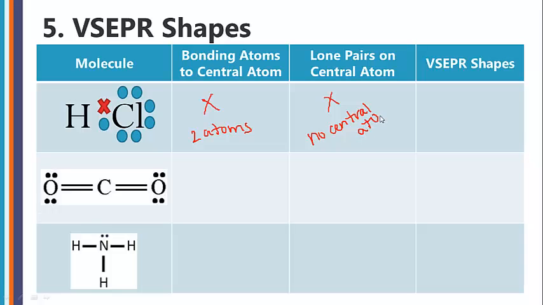So how do we figure out the shape of this? Well, I only have 2 atoms. And how do you connect 2 atoms? With a straight line. So the shape is going to be linear.